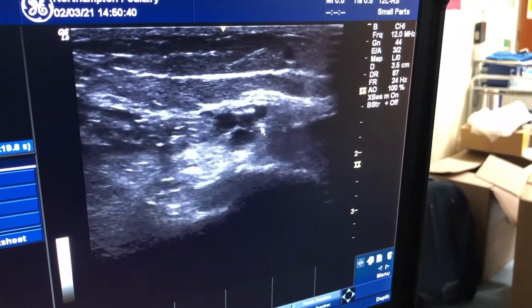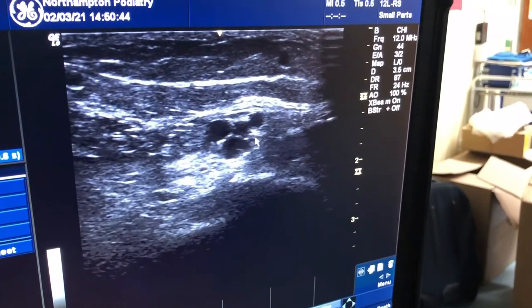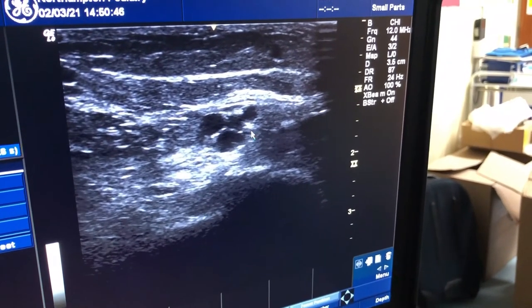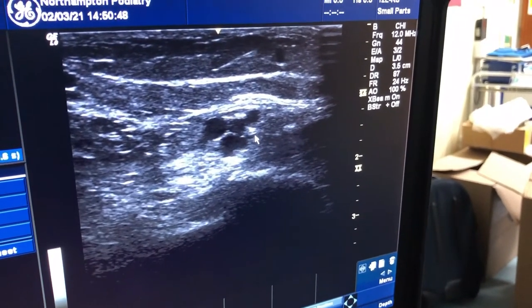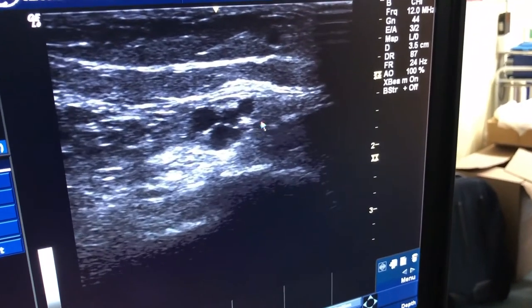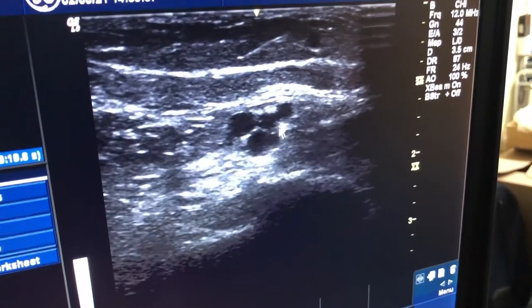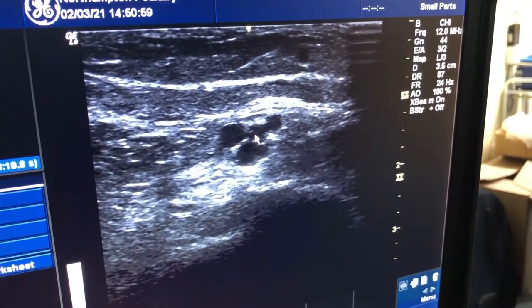This white bit here, this is the nerve that you can see here. So we were testing the nerves and seeing them actually function earlier, but we can actually see the nerve here. And if we were going to put some local anesthetic in, we'd want to put it in around this nerve bundle here, which is really close to the artery.